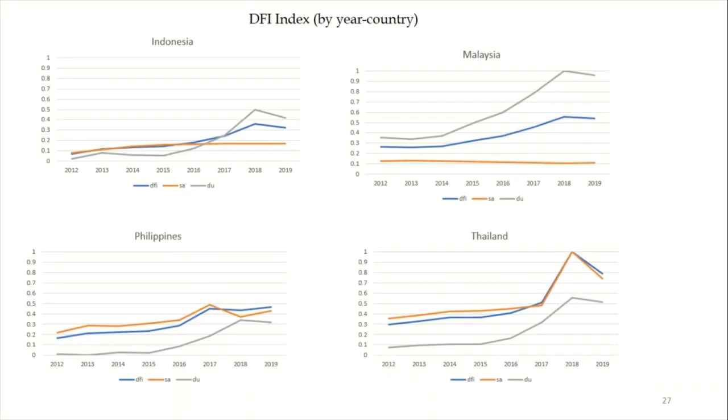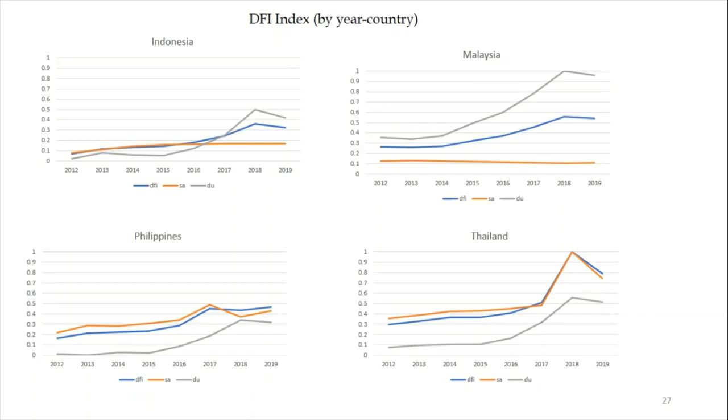Now let's look at what we found in the digital financial inclusion index. It is an increasing trend in almost all countries, and comparing 2012 to 2019, it is definitely improving. DFI is the overall digital financial inclusion, where SA stands for the supply side, which is access to digital finance, and D is the demand side, which is usage of digital finance.